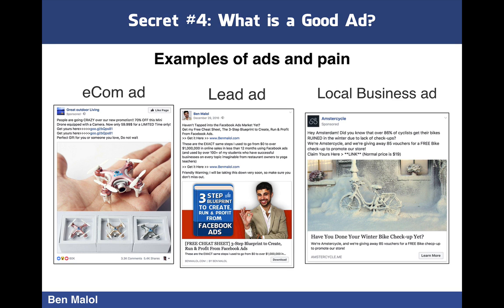So I'm basically talking about here the pain to miss out, because you read this and you're like, oh wow, am I missing out on something here? What is this Facebook ads market? Okay, I should get this cheat sheet. And then we have a local business ad.